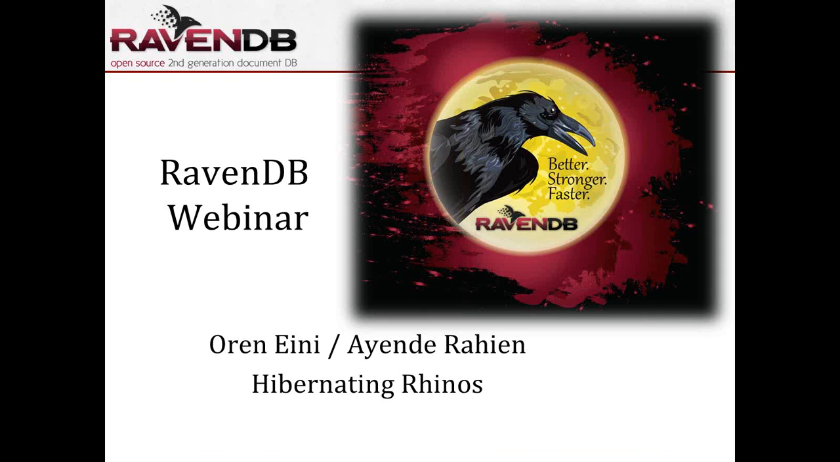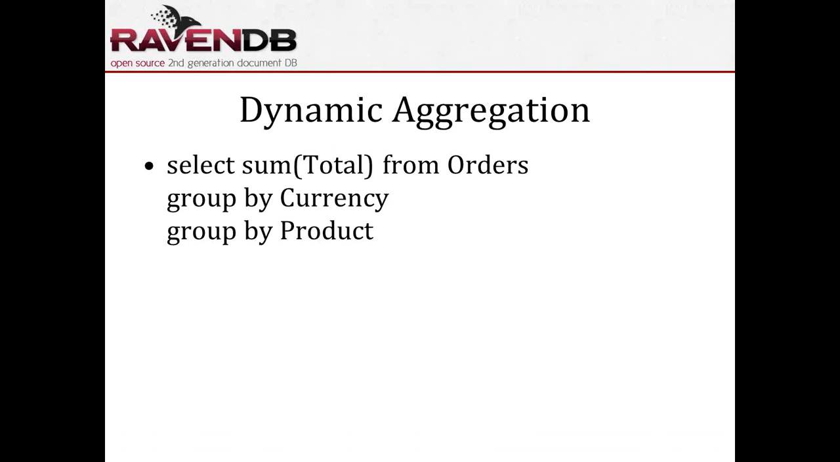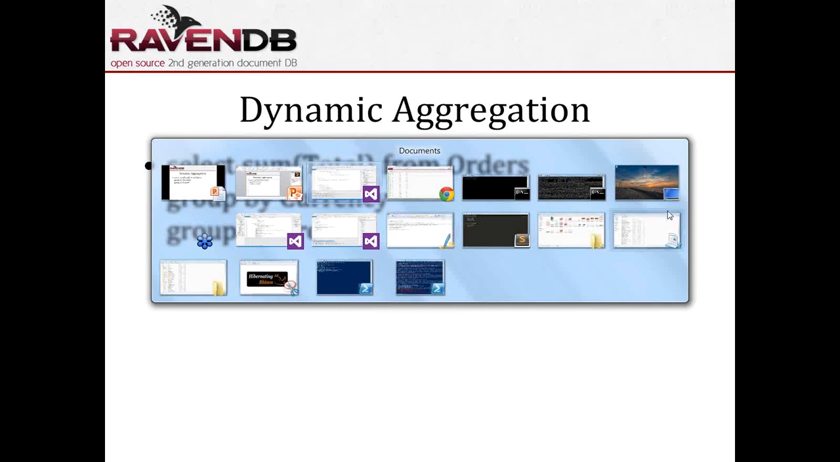In this webinar we're going to talk about an awesome new feature. We call it dynamic aggregation. As you know, right now RavenDB can only do aggregation through MapReduce indexes. For that matter, let's look at this.